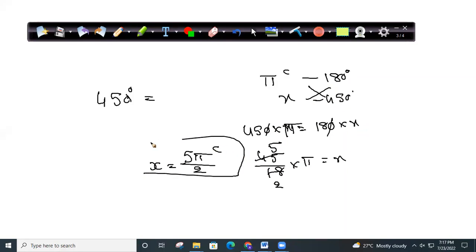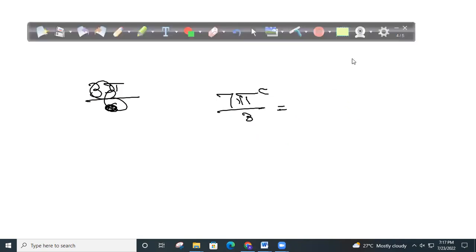Everyone should do it. I will not waste my time. Last question, a simple question. 7 pi by 3 radians is how many degrees? Everyone should type in seconds. By now you would have given me the answer. 7 pi by 3 radians is how many degrees?